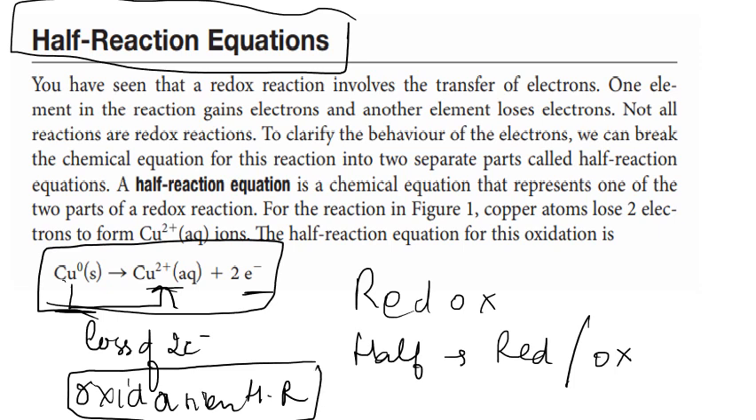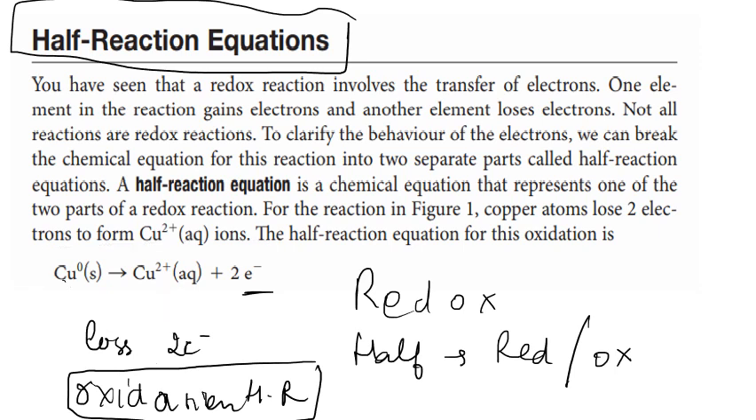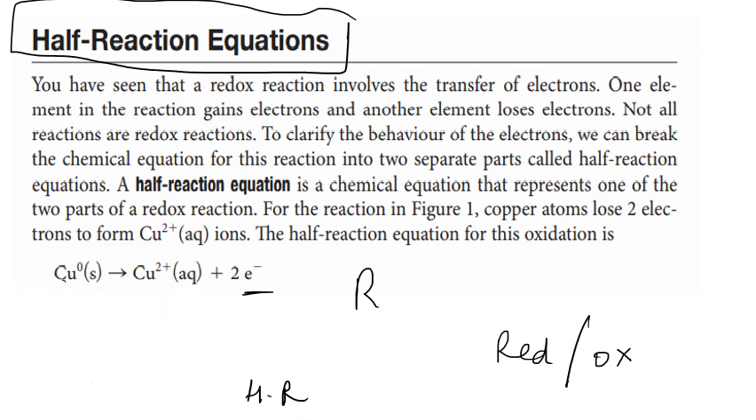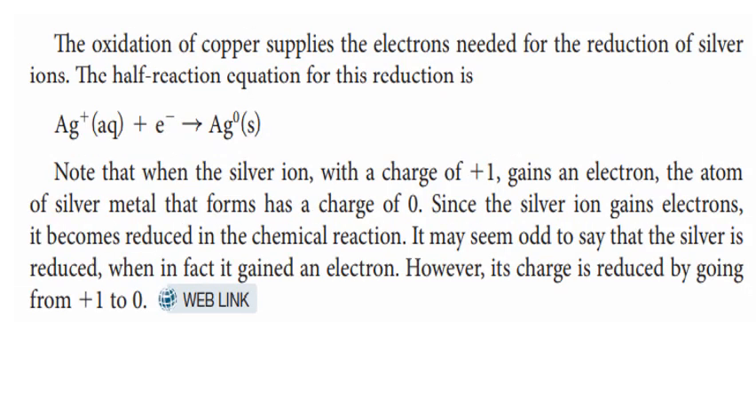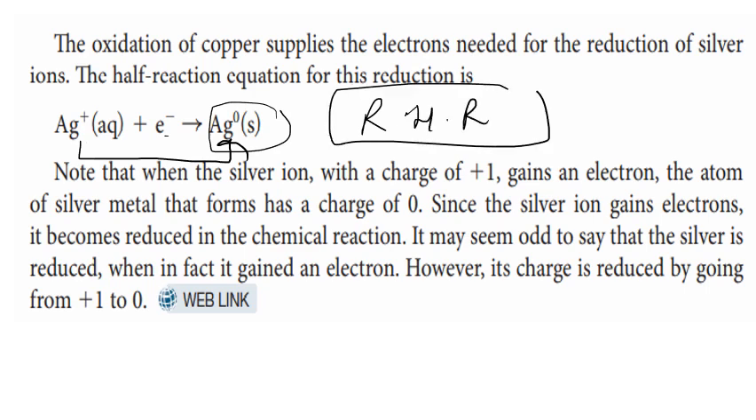Now similarly, it can be for reduction also. We can give you a reduction reaction only. Okay, then you will call that it is reduction half reaction. So for example, in this slide, what is happening to Ag plus during this journey? It is gaining electron and becoming Ag solid. So this reaction is called reduction half reaction. What do we call it as? Reduction half reaction. Okay, I hope that makes sense.